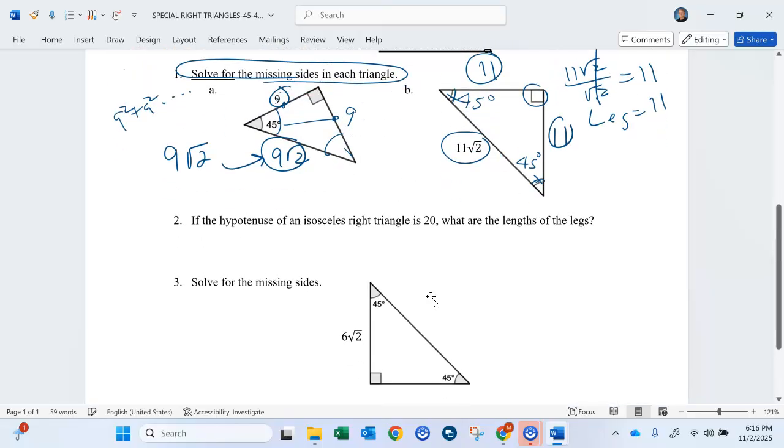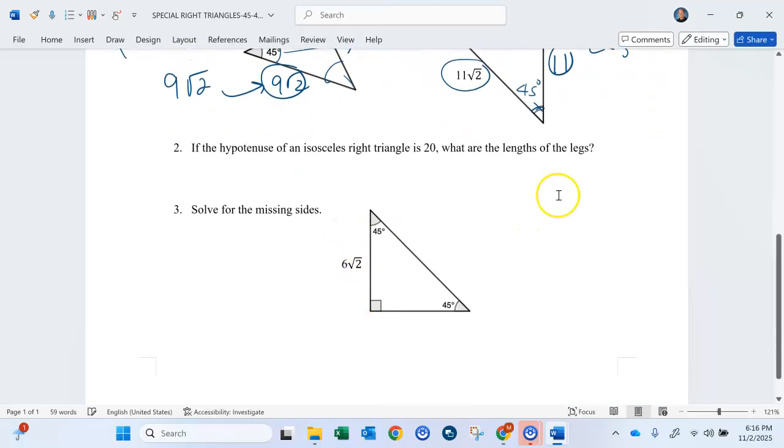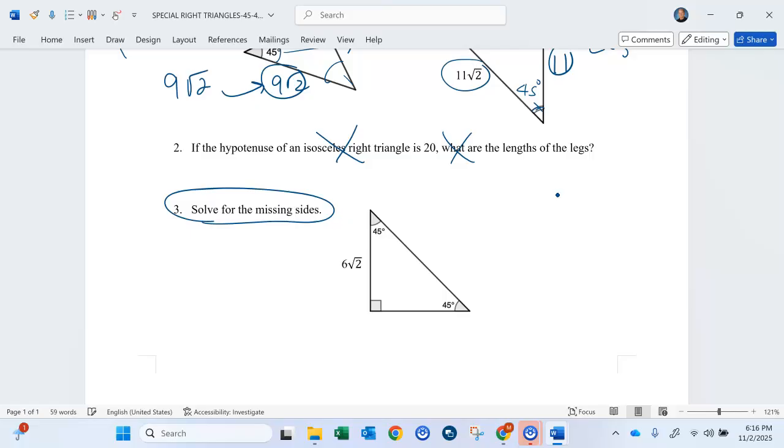Okay, so for now, I think that's okay. Oh, I'm going to do one more. Let's look at, don't worry about this one. What if we have this one? Here, the legs look like the hypotenuse, but it's not. Remember, the 45s are the legs always, and this is the hypotenuse.